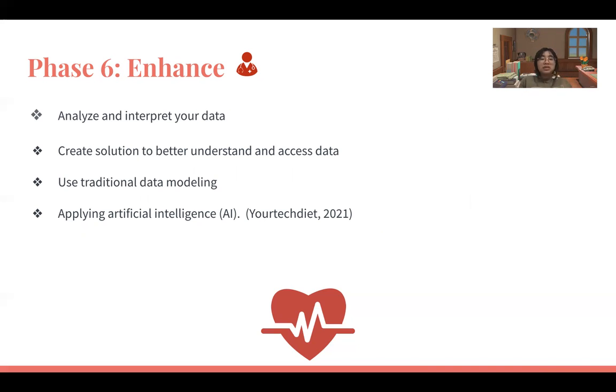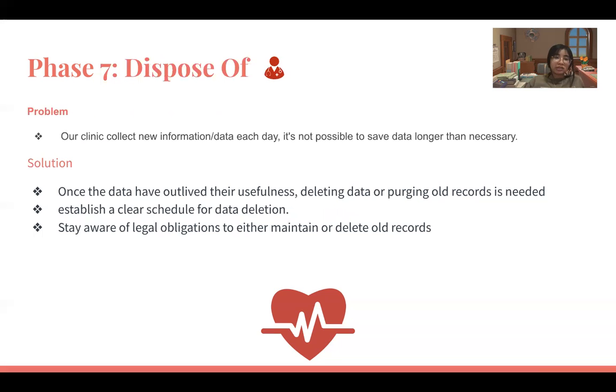and use data modeling if needed. And then lastly, and most importantly, apply artificial intelligence, where it can automate a system where, if you search, it recognizes your search history and creates better recommendations, or it uses an algorithm that helps analyze and interpret your data for you. So it makes better recommendations for the doctors and nurses.